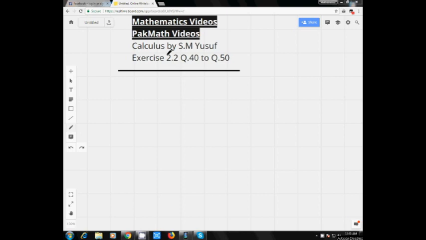Today we are going to solve question 40 through question number 50 of the exercise 2.2 of the text Calculus by S.M Yusuf. Question number 41 and question number 42 are of the same kind, and I will prefer to solve the question number 41.